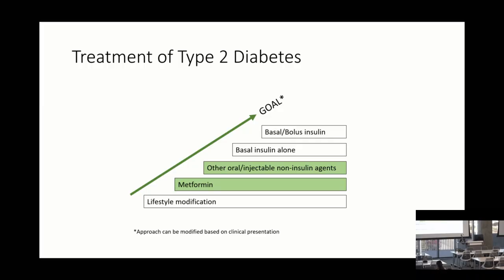Now, for type 1 diabetes, just remember, it's basal bolus. There's no lifestyle, metformin, all of it. You just go straight to basal bolus insulin, okay? Because they don't have any insulin, so they're insulin deficient, okay? So you can't boost anything. You can't improve any efficiency. There's nothing to improve, okay? But in type 2, you have insulin resistance. You can try to manipulate that in different ways to try to make it more effective.